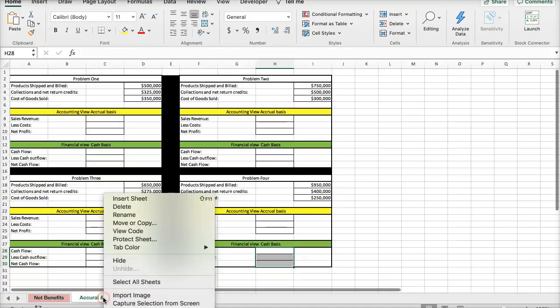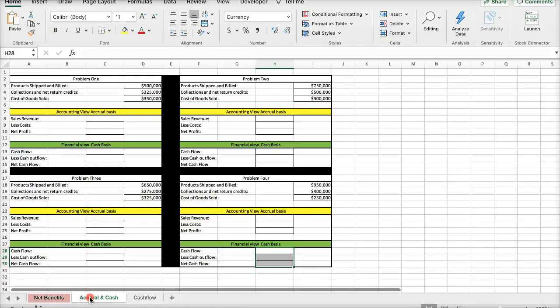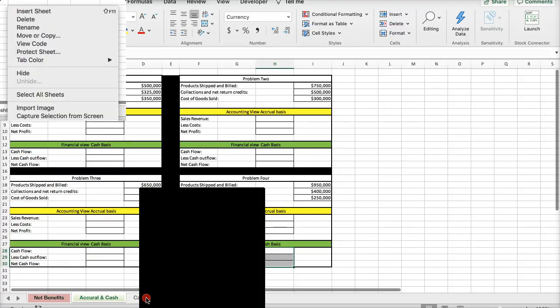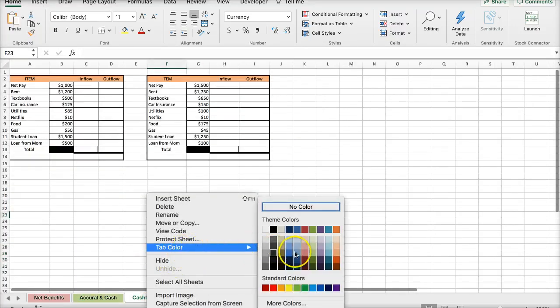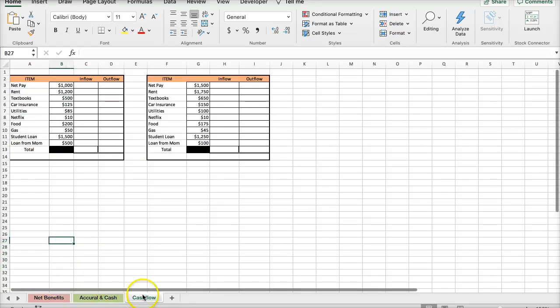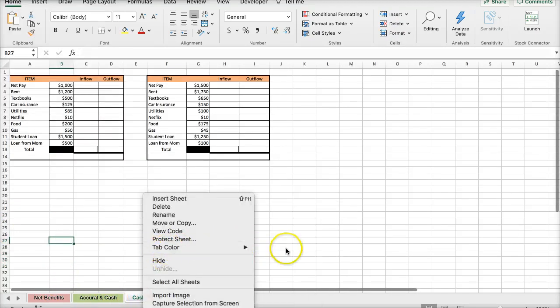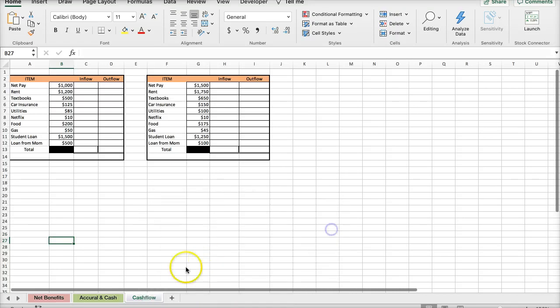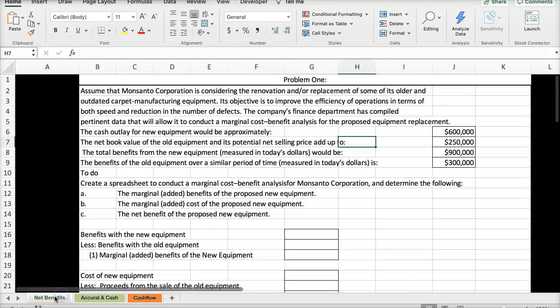So I'm going to color the tabs down here so you understand that each Excel workbook can be broken up into multiple worksheets. So here are the three worksheets. I labeled them net benefits, cash and accrual, or accrual and cash flow.